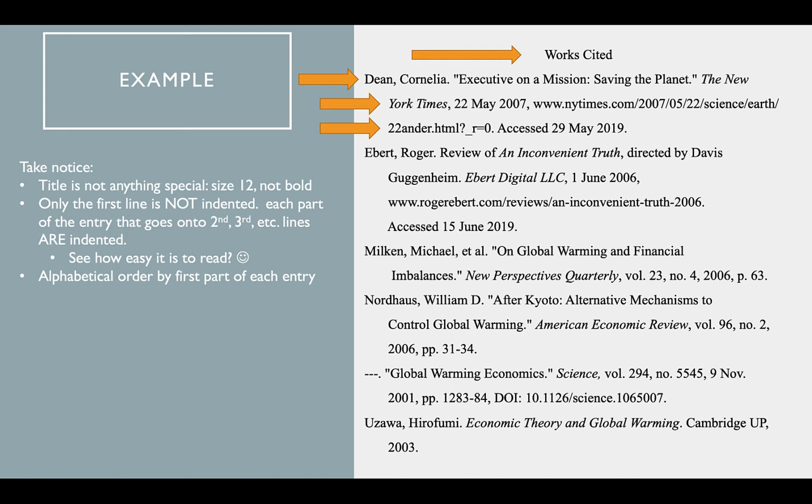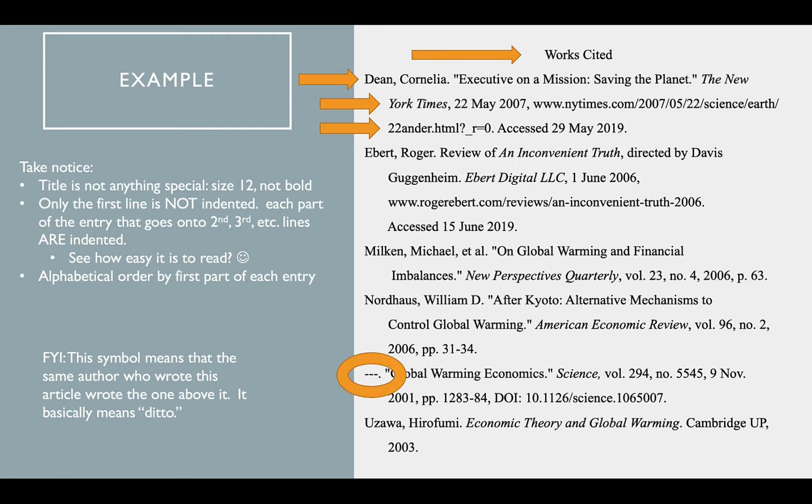Also, please notice that every entry is in alphabetical order. In the first example, Dean, Cornelia, is closer to the top of the alphabet with the letter D. Underneath that is Ebert, and then M, N, and I'll talk about those lines again, and then U. Alphabetical order. So this symbol right there, you'll see this sometimes, and you might even use it, but this basically means ditto. It means that the same author who wrote the article above it also wrote this one. You do not need to repeat the author's name.